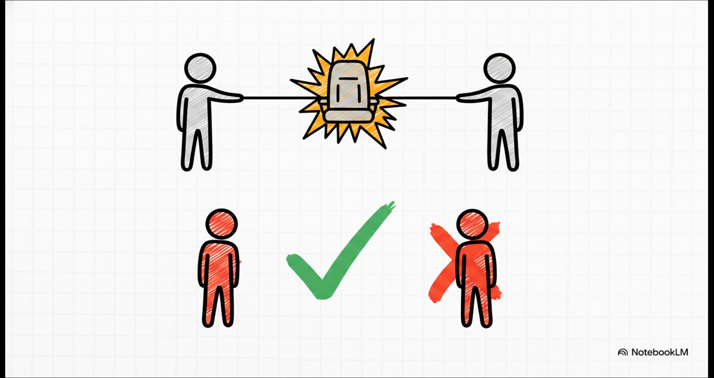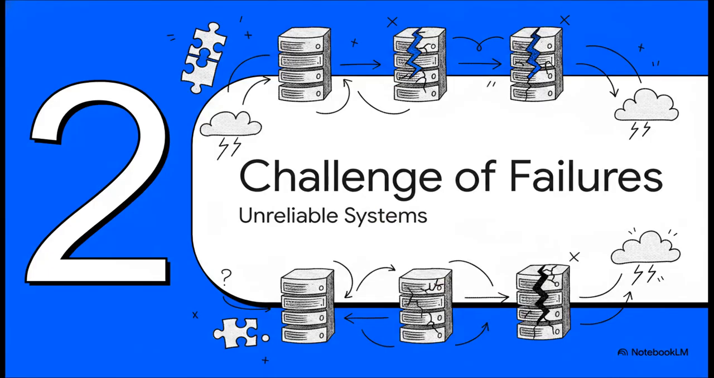You also need this kind of rock-solid agreement for electing a single database leader, setting up distributed locks, ensuring atomic commits across partitions, or safely rolling out configuration changes. It's absolutely crucial. Moving on to Section 2, the challenge of failures.